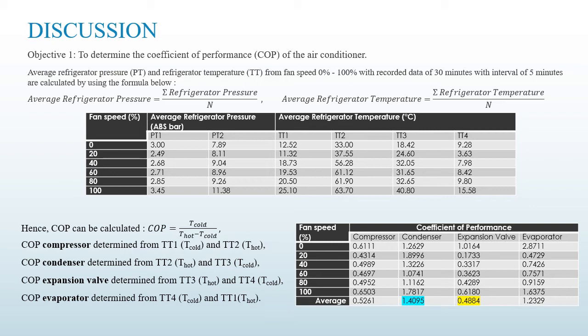where N is equal to 6, which represents the 6 readings obtained from 5 minutes, 10 minutes, 15 minutes, 20 minutes, 25 minutes, and also 30 minutes. Hence, the average PT1 at 0% fan speed from 5 to 30 minutes is equal to 3 bar, followed by the average PT2 at 0% fan speed from 5 to 30 minutes, which is equal to 7.89 bar, and so on.